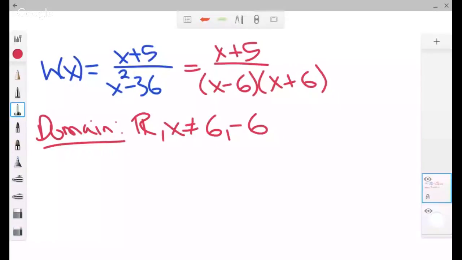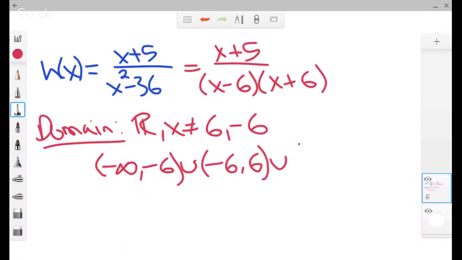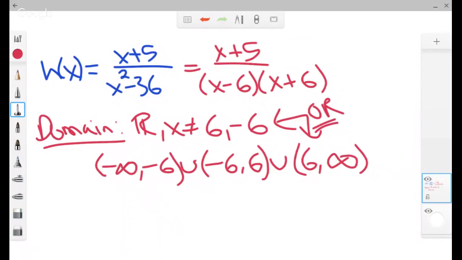Or if I want to do interval notation like we've been doing, it means that negative 6 comes first before 6, right? It's a smaller number. It's on the negative side. So I'm going to do negative infinity to negative 6, not including negative 6, union, negative 6 to 6, union, jump over 6, and go to infinity. So these would be the same thing. So you could do either one of these. Okay, so that would be the domain for that one.